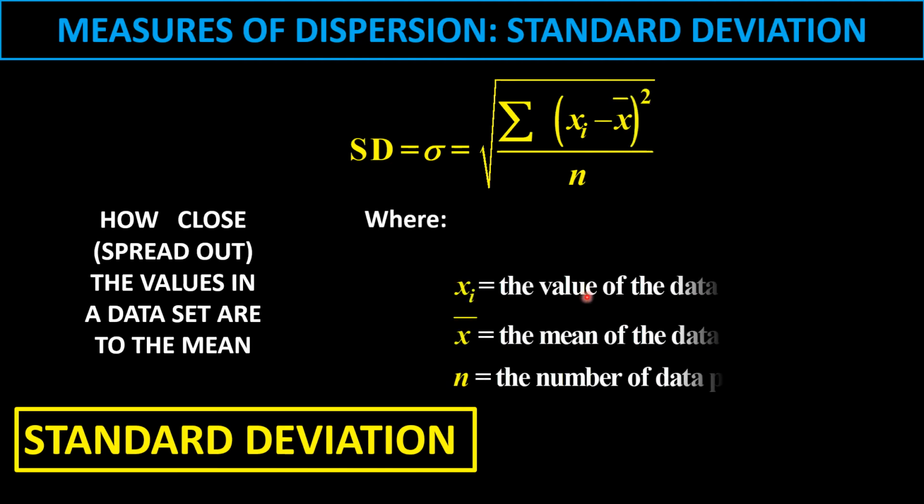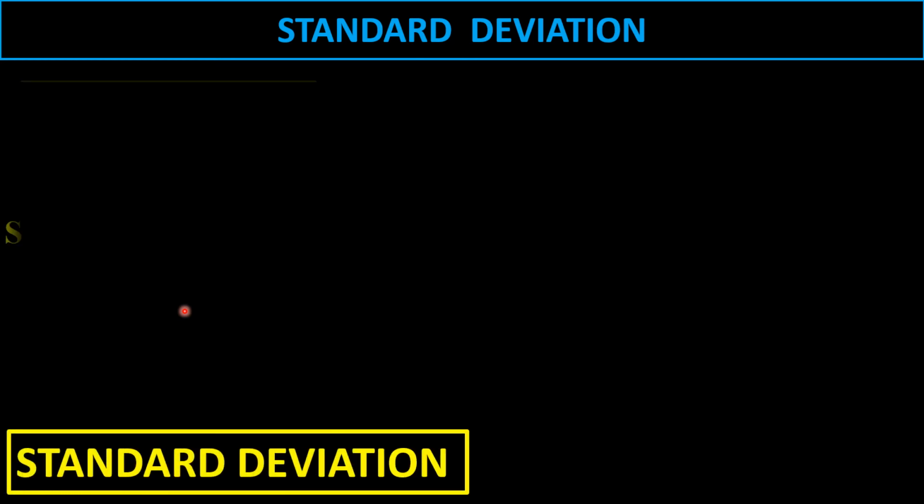Here xi means the different data values, x bar means the mean, and n is the number of data points, right? So we have to find the difference, then we have to square it, then we have to find the sum, and we have to divide it by n, and we find the square root of that, and that's what's going to be my standard deviation. We're going to first of all look at calculating the standard deviation using the formula.